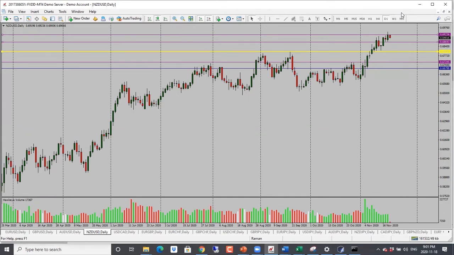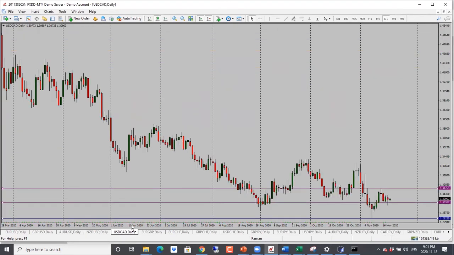Actually, let's just say neutral to bearish because I am expecting it to drop. So neutral to bearish for New Zealand dollar. Dollar CAD here, this one kind of went in both directions. We did see that drop and then a pullback here. Bias right now is neutral.